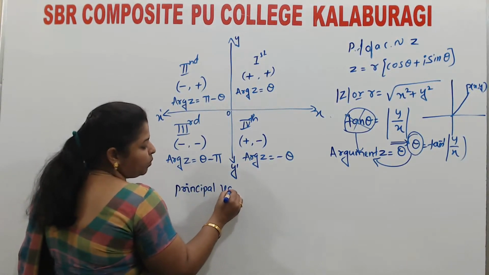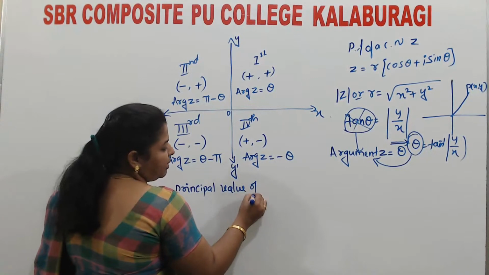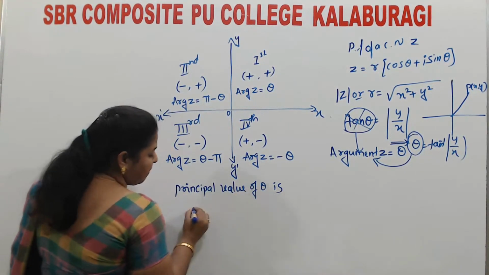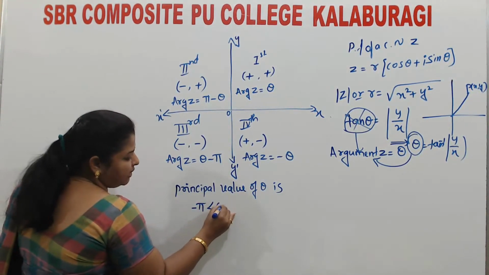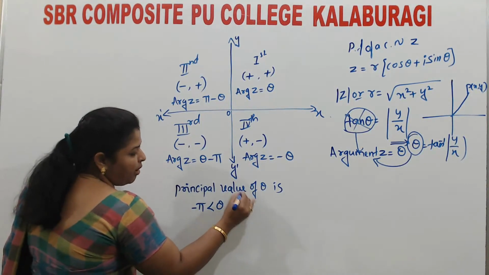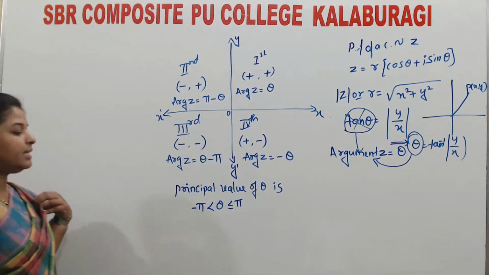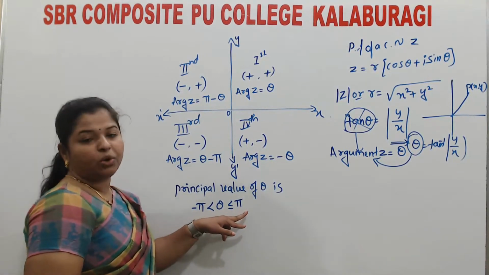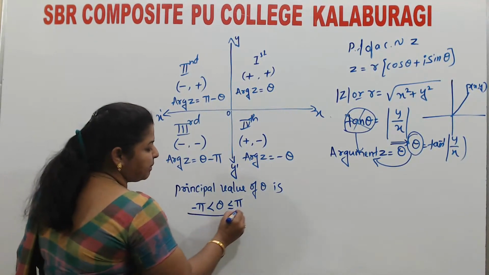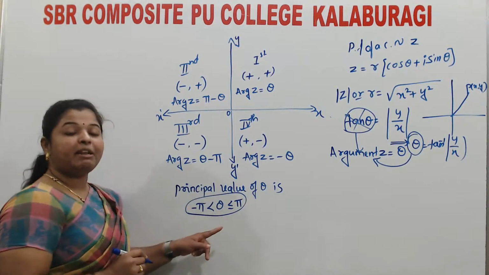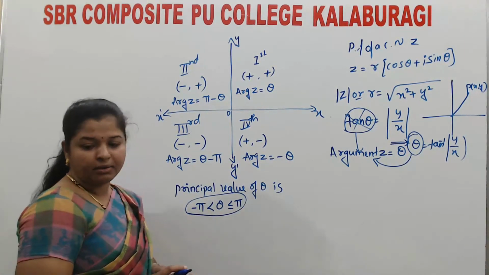Principal value of theta is minus pi is less than theta is less than or equal to plus pi. This is called principal argument of z or principal value of theta. Is it clear? Okay.